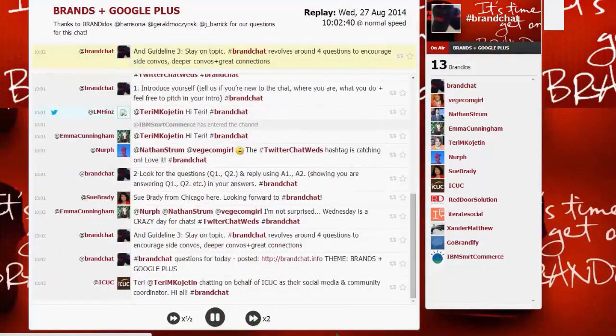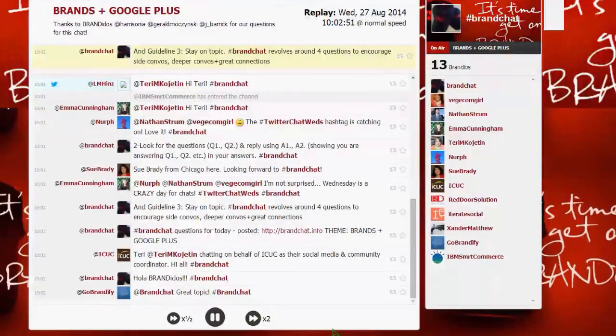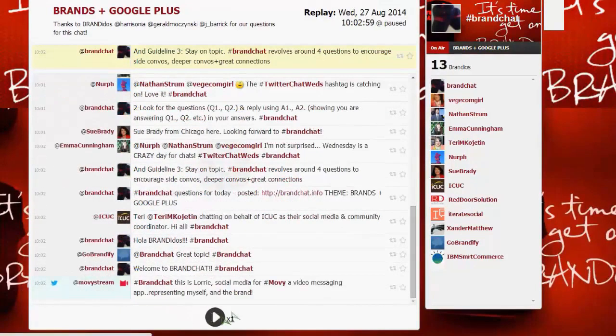Okay, I'm going to pause it here, because one of the beauties of Nurph, when we talk about what makes brandchat so wonderful within Nurph and such a good partnership, is that you can not only see the conversation that's happening when you're a participant, but notice here that you can see the guidelines of the chat in yellow being highlighted at the very top of the chat. You'll also see the questions there.